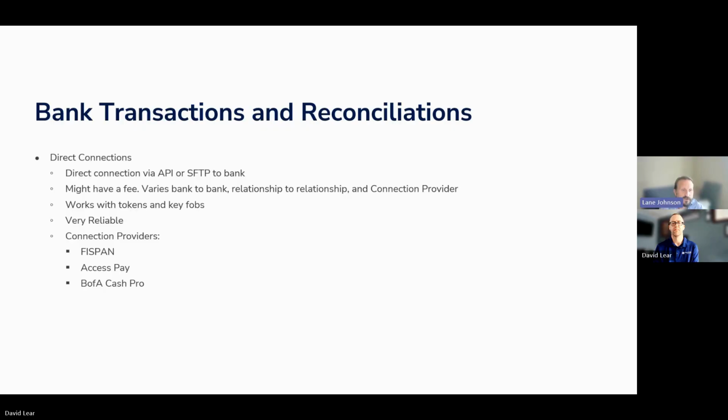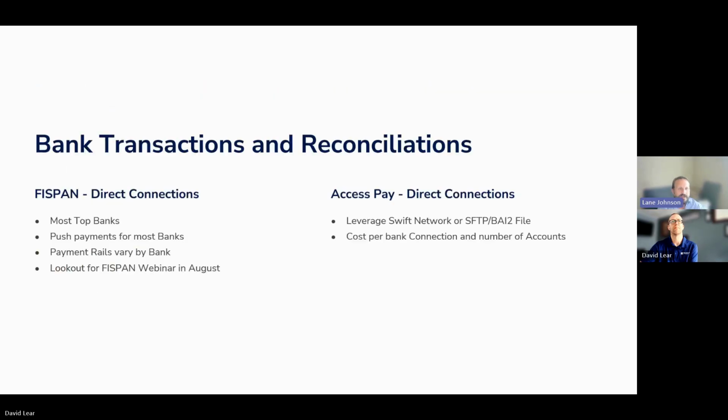The three main examples are FiSpan. We love FiSpan. We're a partner of them. Access Pay and Bank of America Cash Pro all have direct connections into Intacct. Moving on to a little bit more about FiSpan and Access Pay. With FiSpan, it's going to be most of the top banks. They're constantly rolling out banks. They've got, I don't know, 16, 17 last I looked, that they work with.